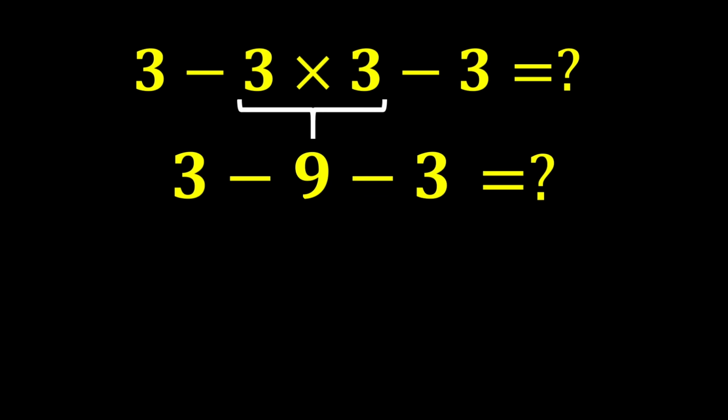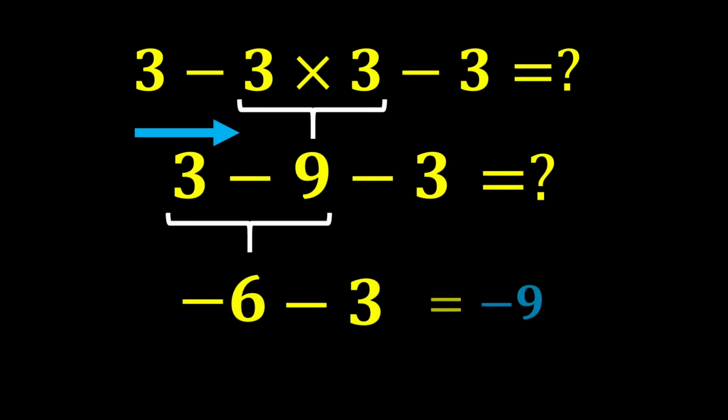Now, in this expression, there are 2 subtractions, and because subtractions have equal priority, we move from left to right, and perform the subtractions in order. 3 minus 9 equals negative 6, and in the end, negative 6 minus 3 equals negative 9, which is our correct final answer.